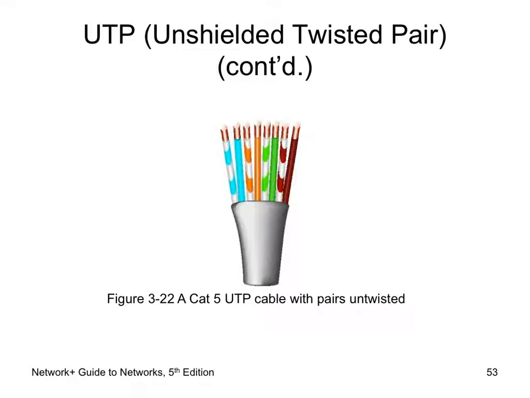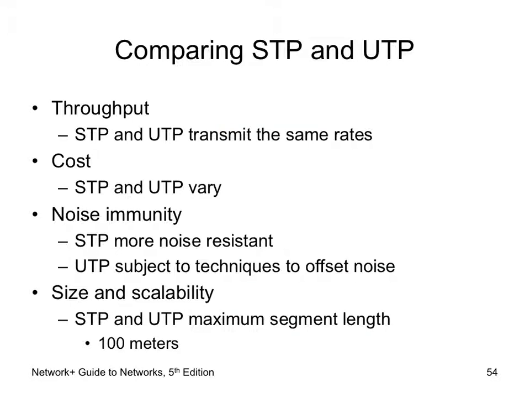Cat5 untwisted UTP cable with the pairs untwisted, and you'll be doing this when you do the lab. There's a certain order you have to put them in before you crimp them in the RJ45. When you're comparing STP and UTP, throughput is about the same, cost varies a little bit. For noise, STP is more noise resistant because it has better shielding around it.